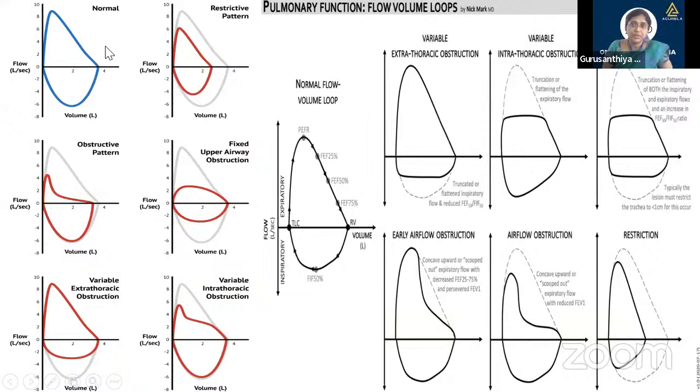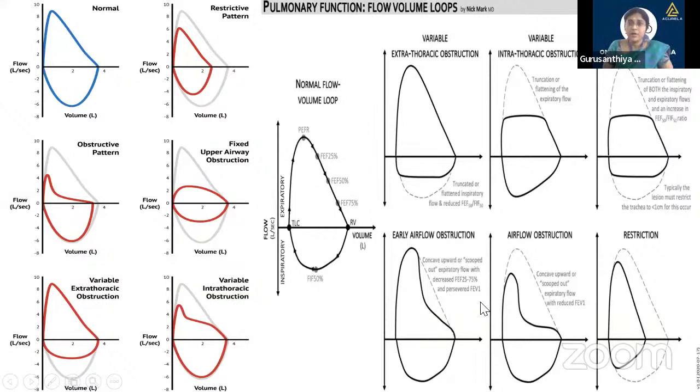In case of an obstruction, as we have seen in the Tiffeneau index, the FEV1 is reduced, but the FVC is okay. The total lung capacity also is going to be okay, but only the expiratory part is going to be affected. So as you can see in this graph, the inspiration is okay in case of an obstruction. In case of an early obstruction, the patient maximally exhales. In an early airway obstruction, when there should be an expiratory curve like this, it just goes like this because of an early airway closure because of obstruction.